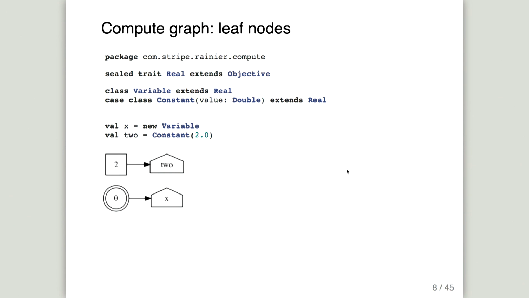And just to say, there will be a bunch of these visualizations of graphs. So the little houses represent a variable binding, right? So that's not really part of the graph. It's just like a label, right? And then the other things are nodes, like Scala objects that are nodes in memory.